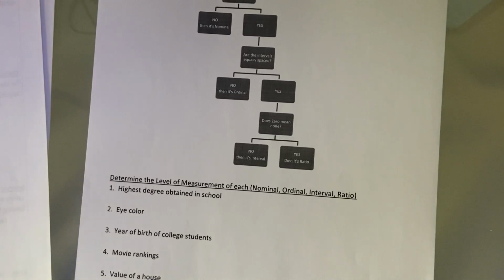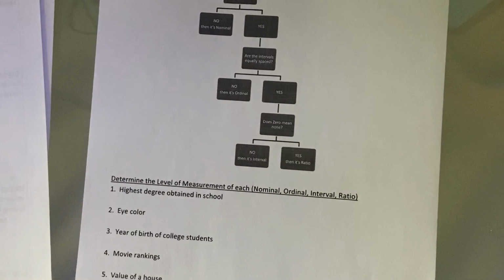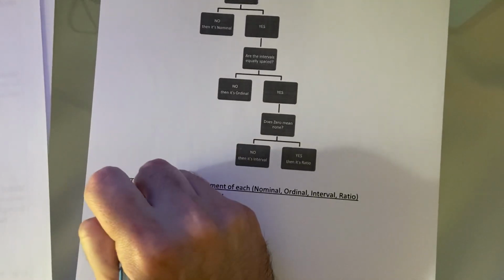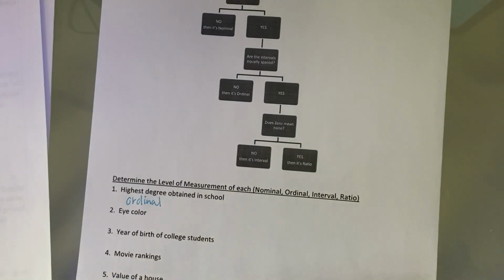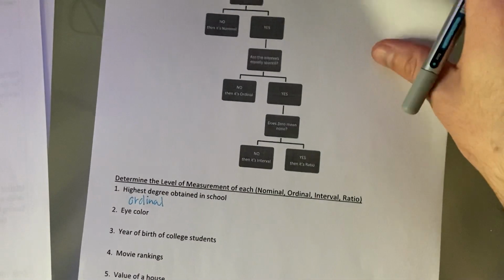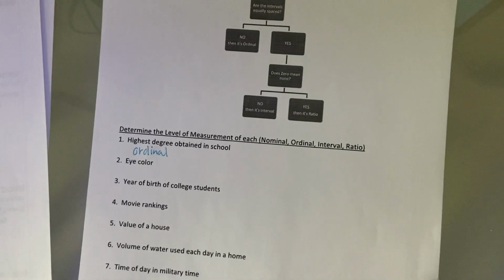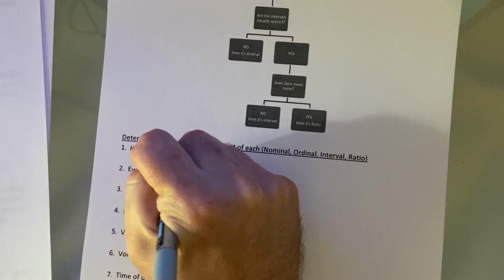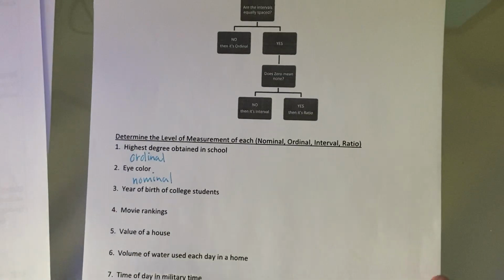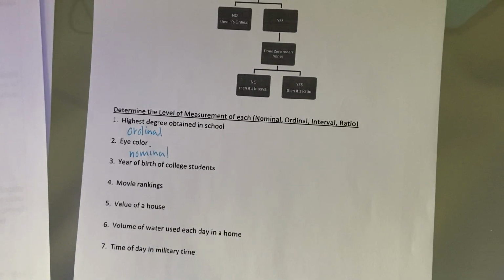So highest degree obtained in school, can it be ordered? Yes. Are the intervals evenly spaced? No, then it's ordinal. Anytime you get a no, you're done, or when you're done with 3 questions, you're done. Eye color. Can it be ordered? No. So some people try to say one color eyes is better than the other. Can't.